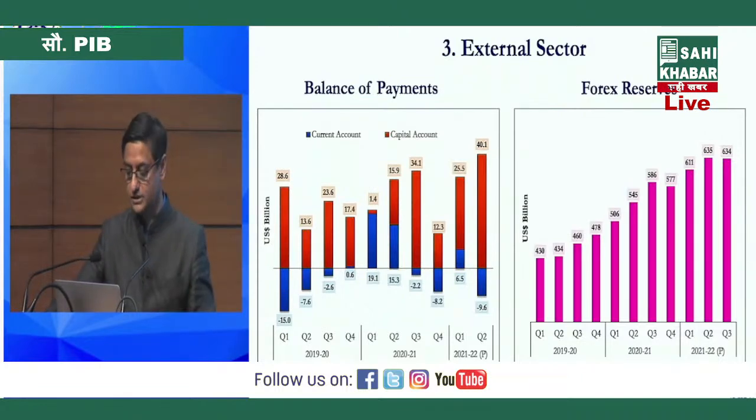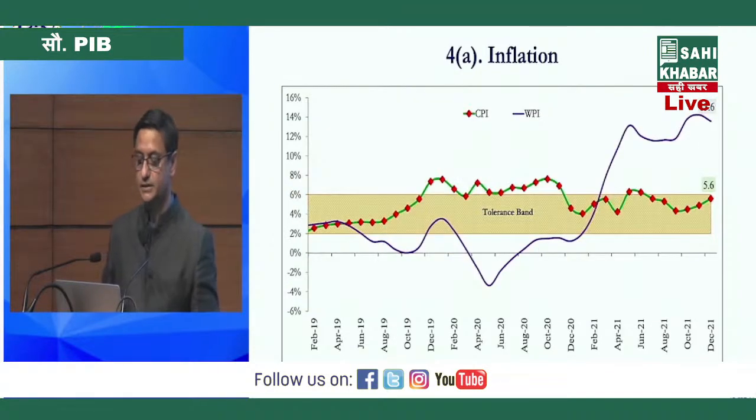We are now at about 634 billion reserves, one of the highest in the world, and equivalent to about 13.2 months of import. So very, very comfortable. You compare it with our external debt servicing requirements or any other ratios, you will see they are very, very comfortable on the external front. Now to move to inflation.